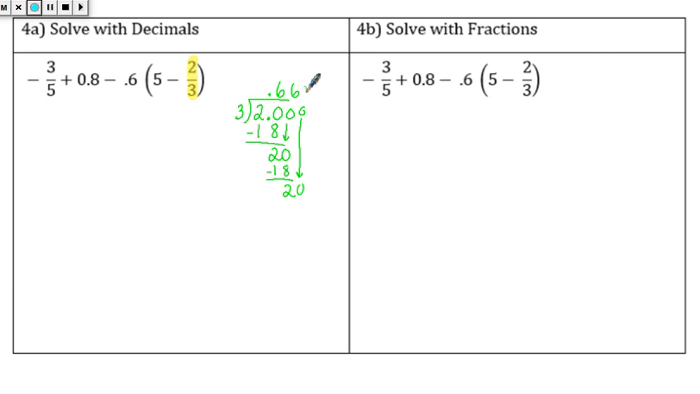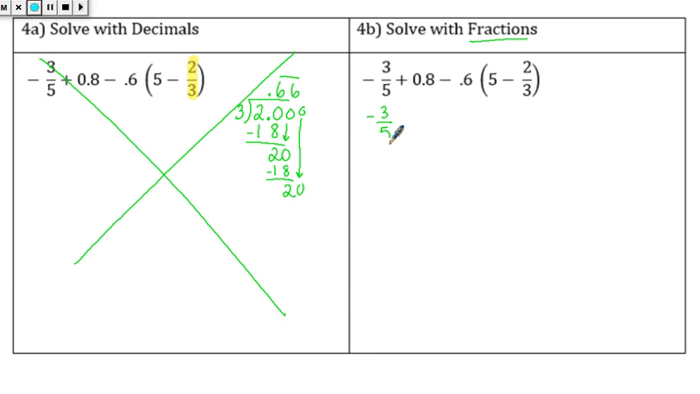And we have learned that if it's a repeating decimal, you do not solve it with decimals. Therefore, for this problem, I'm going to do it exclusively with fractions. So my first step as I look at the fraction side is I'm going to change anything that's not a fraction into a fraction. So we have -3/5 plus, this would be 8/10 minus 6/10 times 5 minus 2/3.